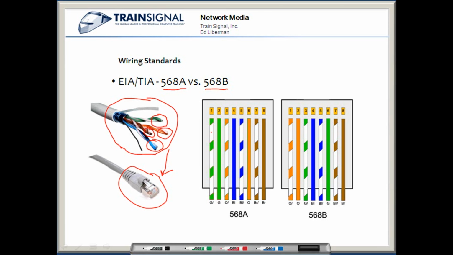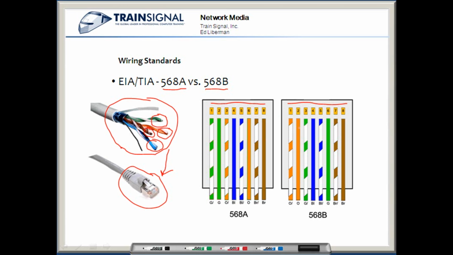You'll see that those wires will be put into ports 1 through 8 in this order. The green and white goes into pin number 1, solid green goes into pin number 2, orange and white goes into 3, solid blue into 4, blue and white, orange, brown and white, brown. Okay? That's 568A.